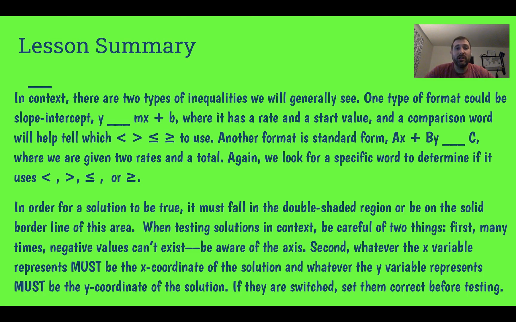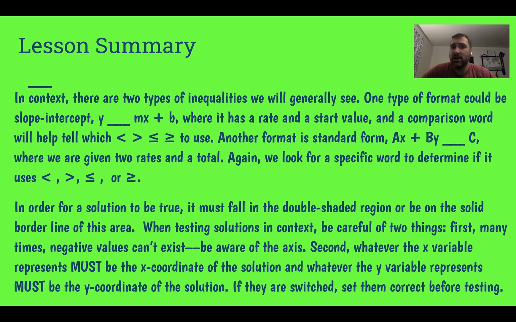In this lesson, we learned about writing inequalities. And in context, there are two types of inequalities we're generally going to see. One format will be slope-intercept. Y is something, mx plus b. Okay, you're given the rate and the start value. We didn't see any of those examples here, but you might in the future. The blank is put there because it could have been any of those four symbols, and you need to really look at what word is used in context to determine which one to pick.